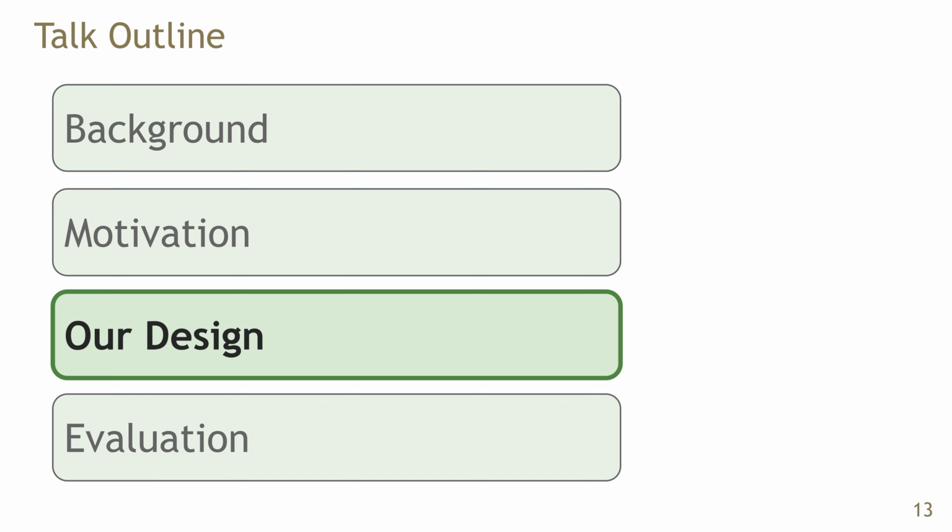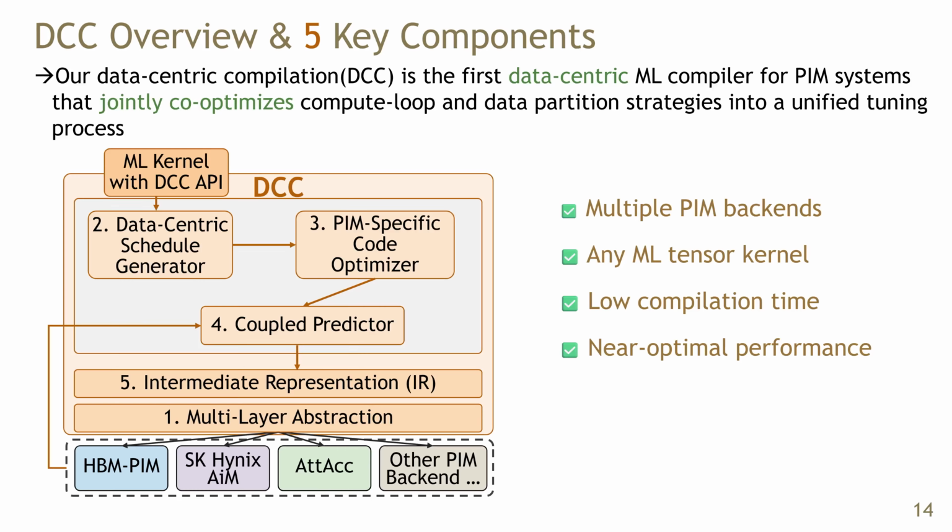To solve these two limitations, we designed DCC, which is the first data-centric machine learning compiler for PIM systems that jointly co-optimizes compute loop and data partition strategy in a unified tuning process.